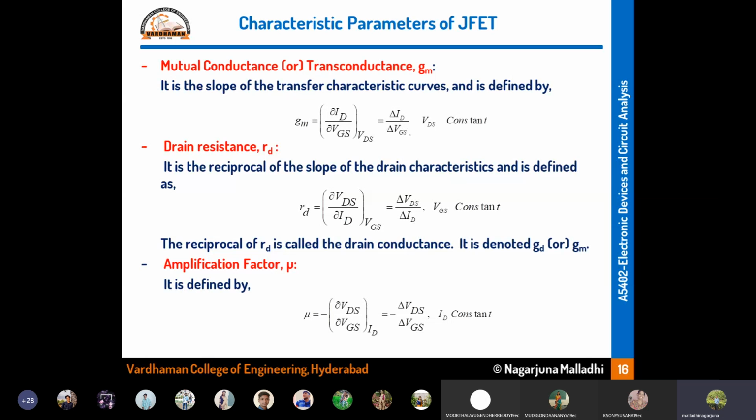The drain resistance RD. Where do we get this RD? We will get this RD from the output characteristics. Resistance means voltage by current, according to Ohm's law. So it is the reciprocal of the slope of the drain characteristics, and it is defined as dou VDS by dou ID. That is RD.